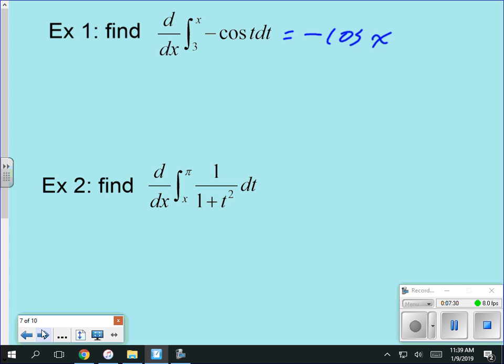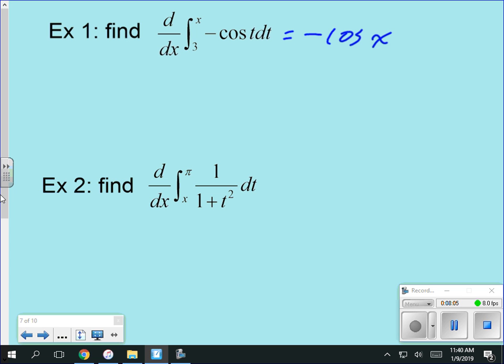Okay. Now, it gets a little complicated. That's the easy one. You just plug it in. This one, same idea. What's the derivative of the integral from x to pi of 1 over 1 plus t squared dt? Well, my theorem, the fundamental theorem of calculus, says I go from a constant to some function x. My lower bound is a constant, my upper bound is my function.